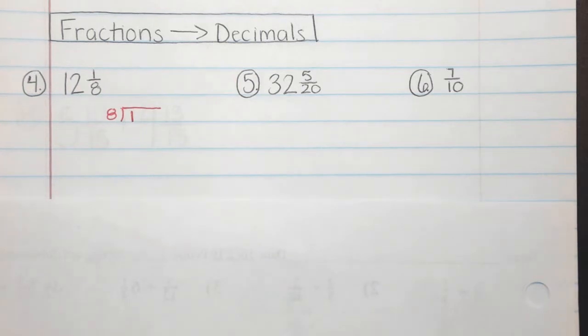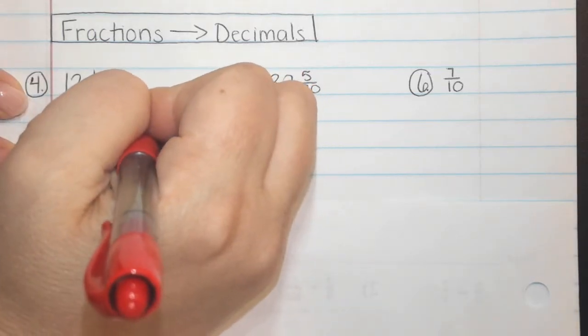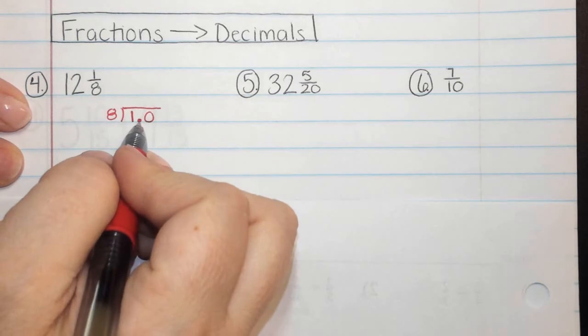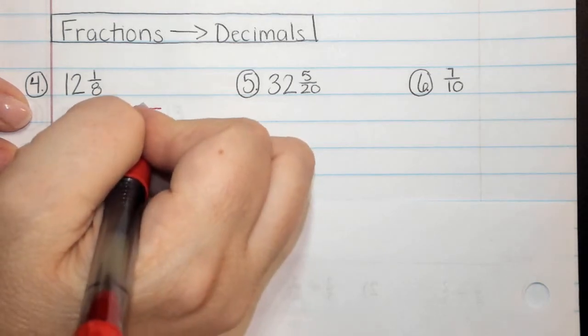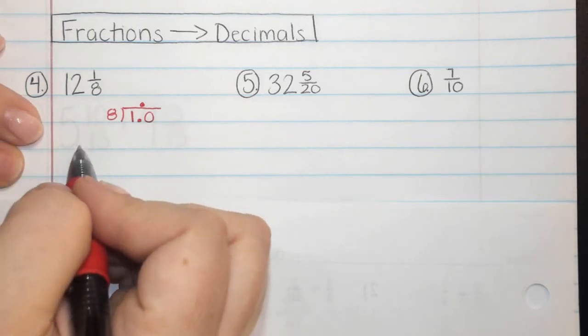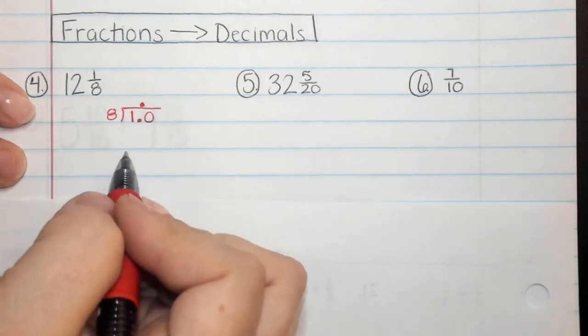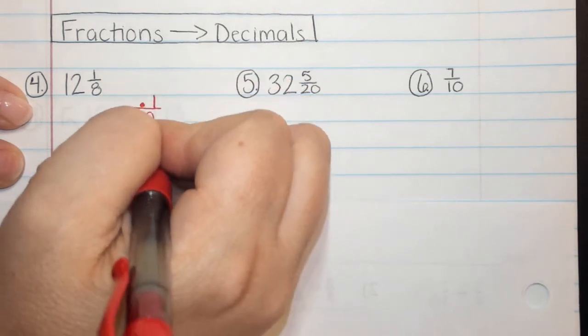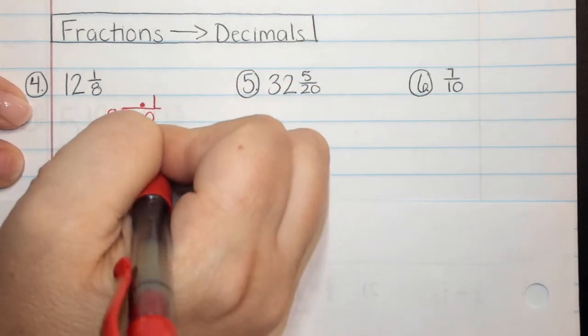Can 8 go into 1? No. So raise your hand if you can tell me, what am I going to add to that, Jackson? Perfect. So we're going to put the decimal and a 0, and we have to make sure we raise the decimal straight up to the roof. Now we're going to ask ourselves, how many times can 8 go into 10? Once. And 1 times 8 is? When I subtract, I get 2.